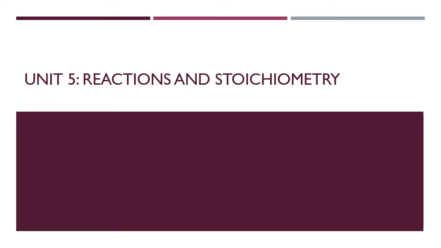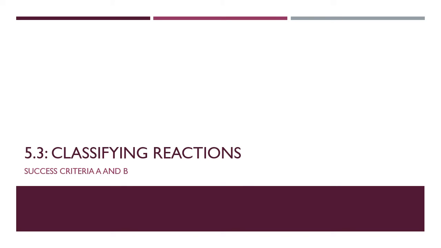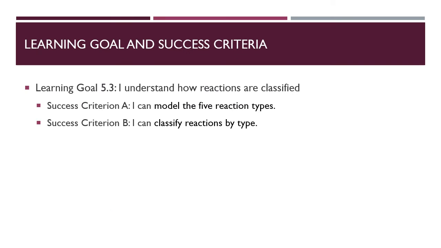This video is the first of two videos on the last learning goal of our reactions in stoichiometry unit. Learning goal 5.3 is classifying reactions, and this video will cover the first two success criteria, A and B. As you can see from our learning goal here, 5.3 is to understand how reactions are classified.